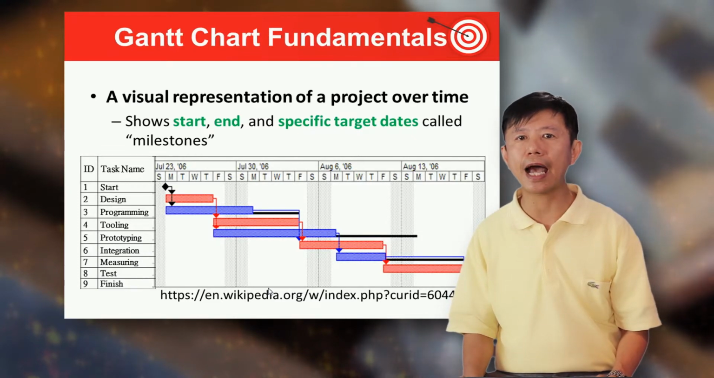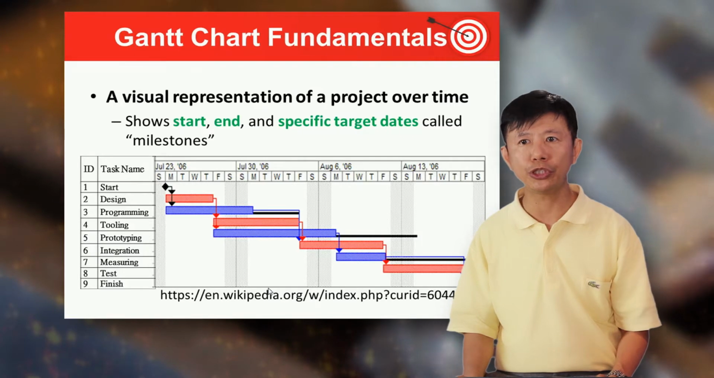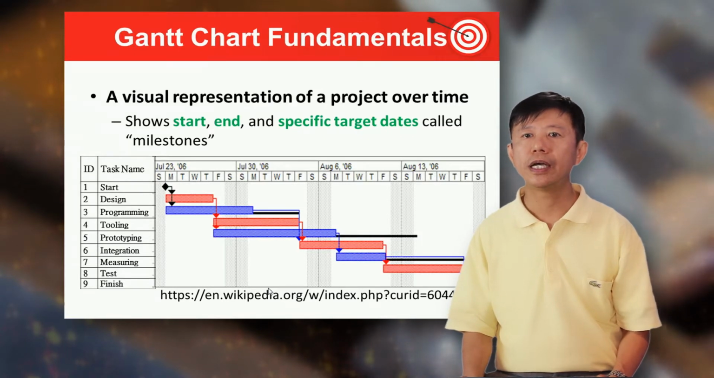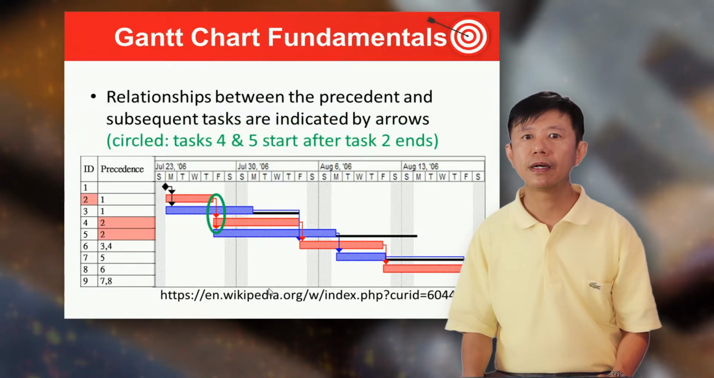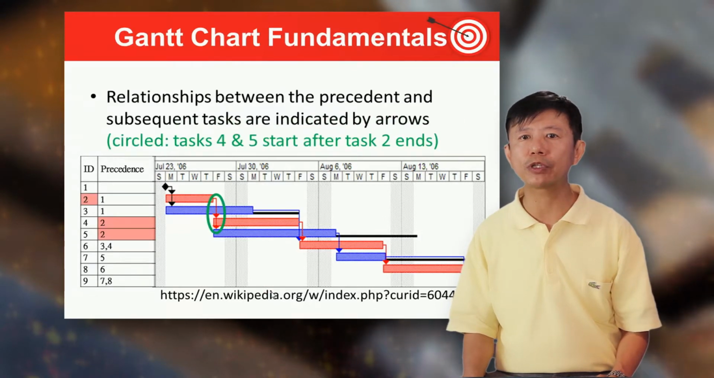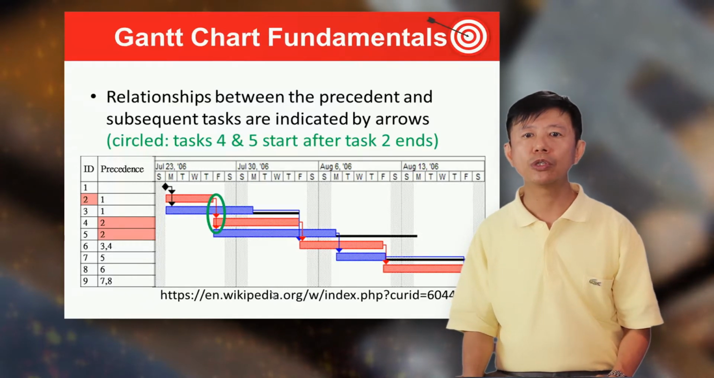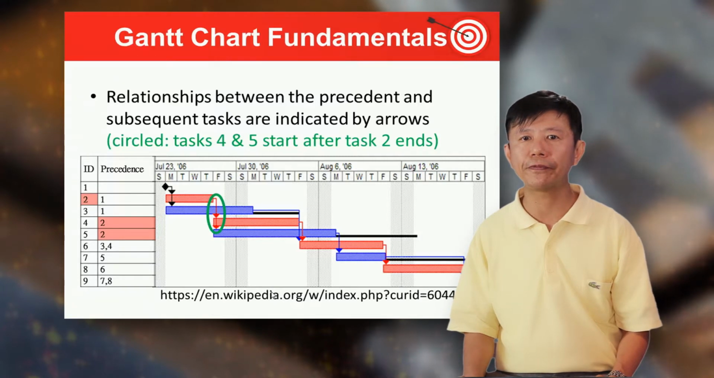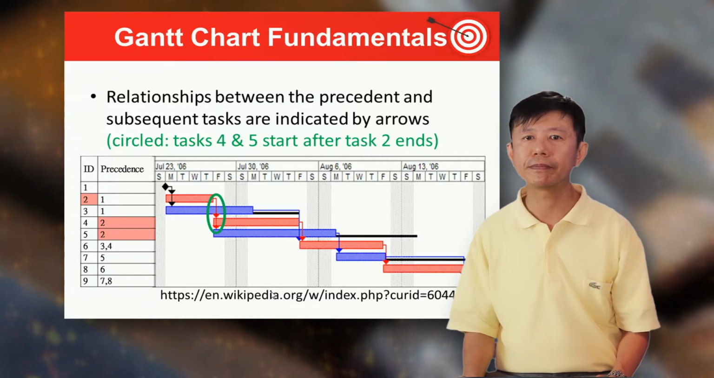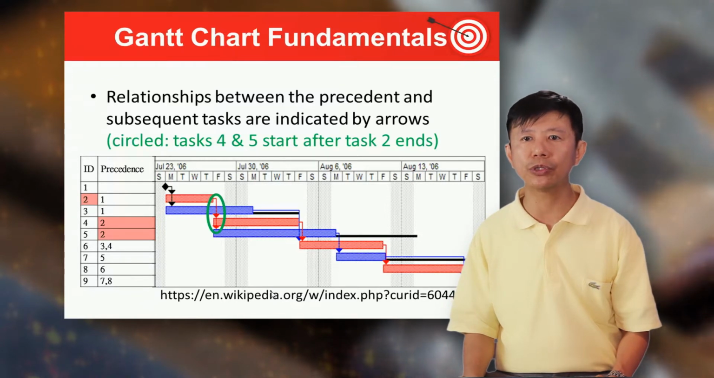However, since the time frame of each task is too short in this example, it's not necessary to set any milestone. Meanwhile, the relationships between the precedent and the subsequent tasks are indicated by downward arrows. The green circle shows 2 downward arrows come out of task 2 and point to task 4 and 5 respectively. That is, task 4 and 5 start only after task 2 is completed.